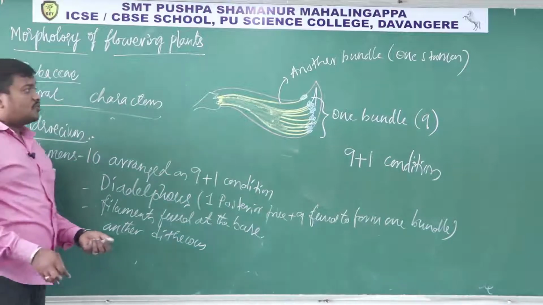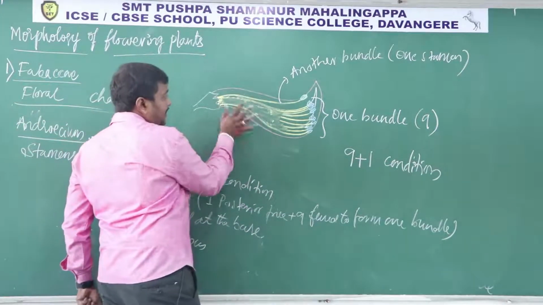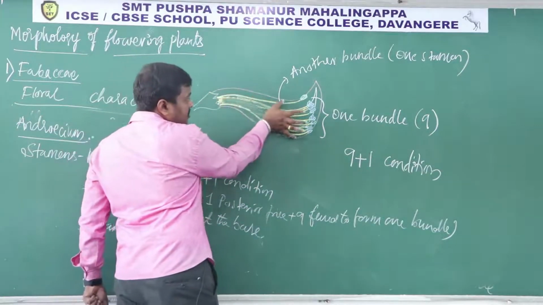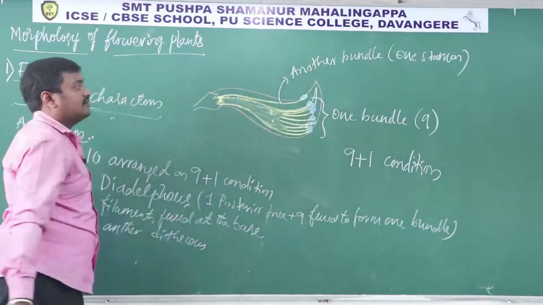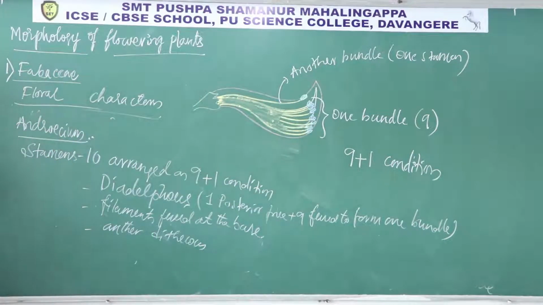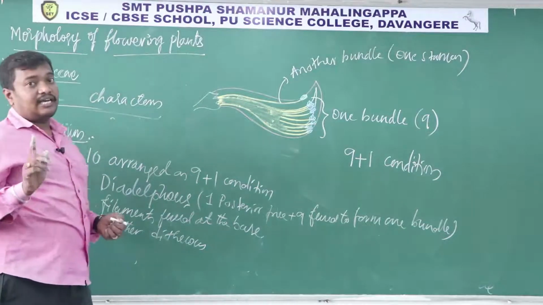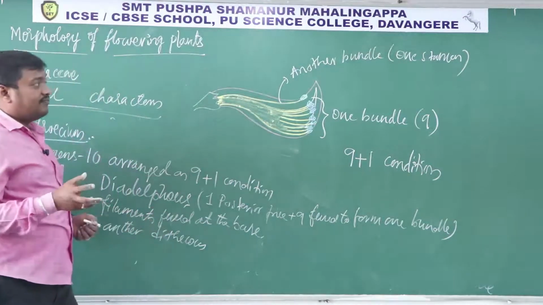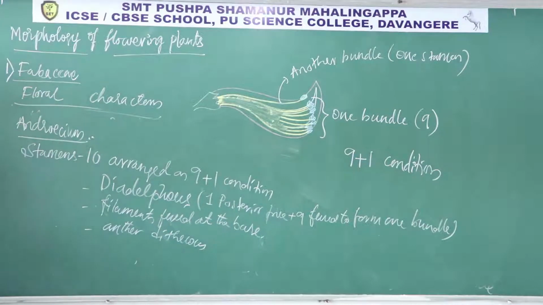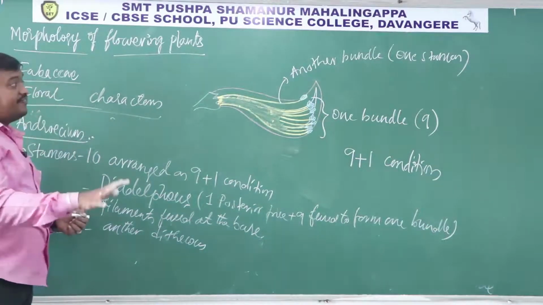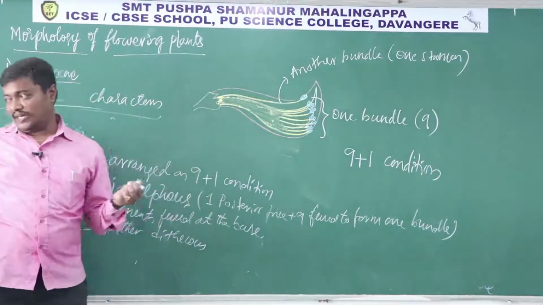Later this another petal, the keel petal, encloses everything. You cannot see the stamens directly without opening the keel petal. So this is about the androecium character. Androecium: 10 stamens arranged in a 9 plus 1 condition. So 9 are fused together to form one bundle, and one posterior is free, so it is called 9 plus 1 condition.